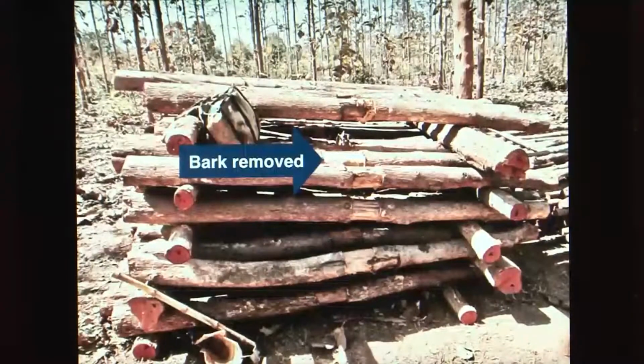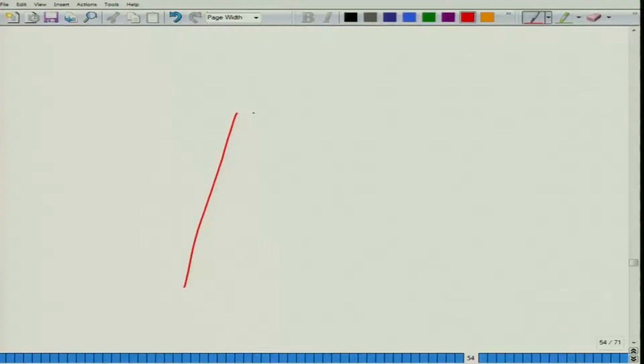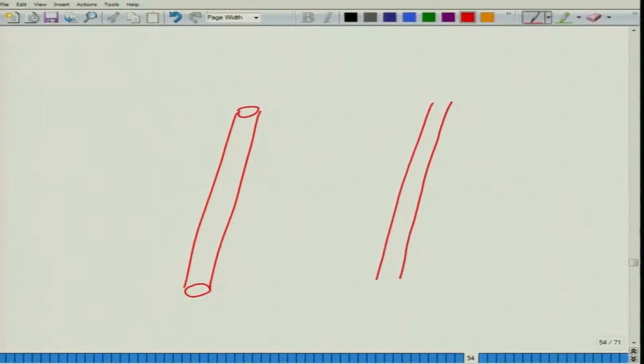So, this is how you stack logs in a forest after you have harvested the trees. The stacking is done as follows. You take 2 logs, you keep those at the bottom. They act as stands. In the next layer you will be arranging your logs like this.